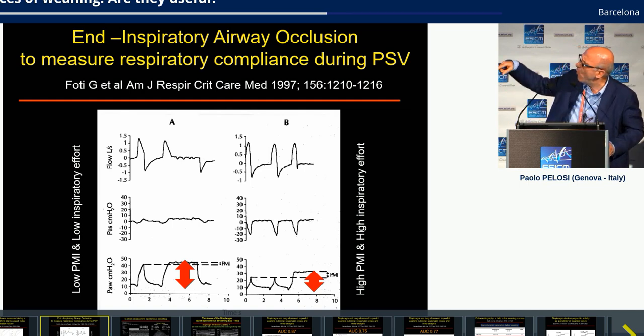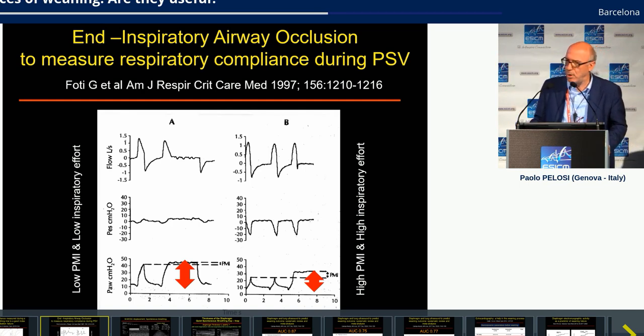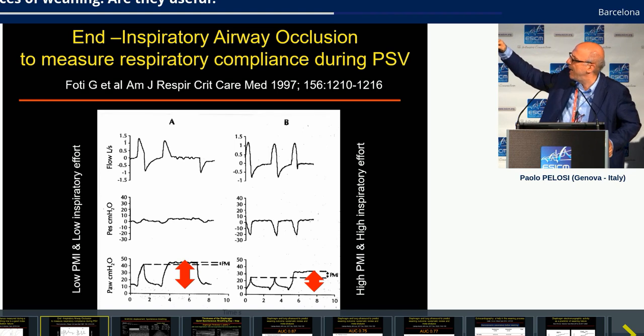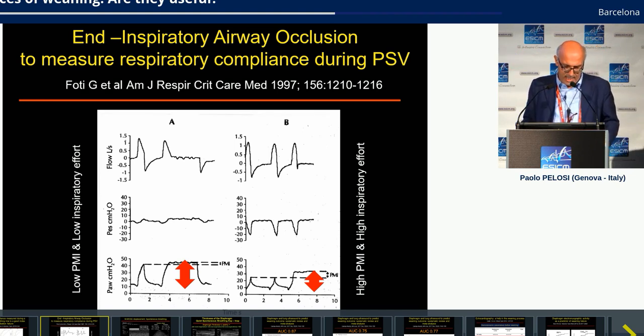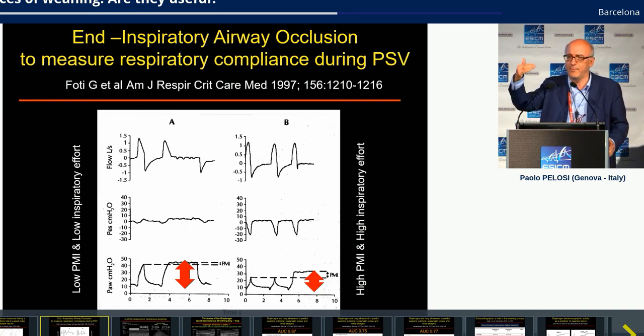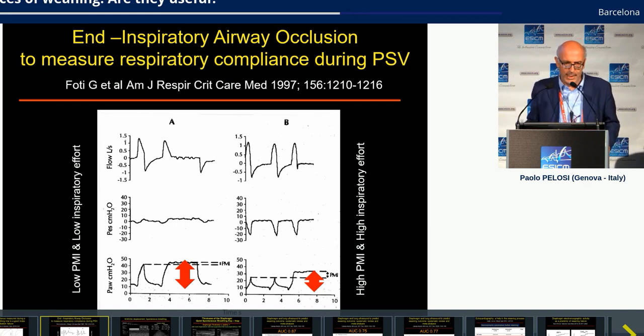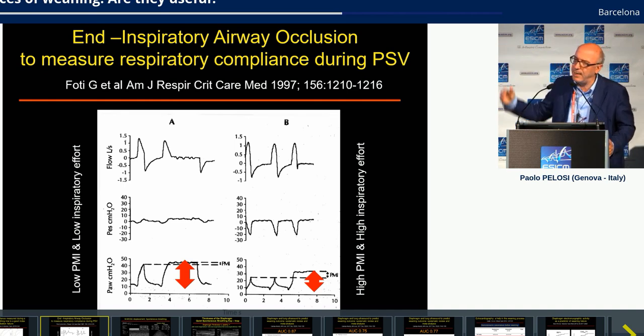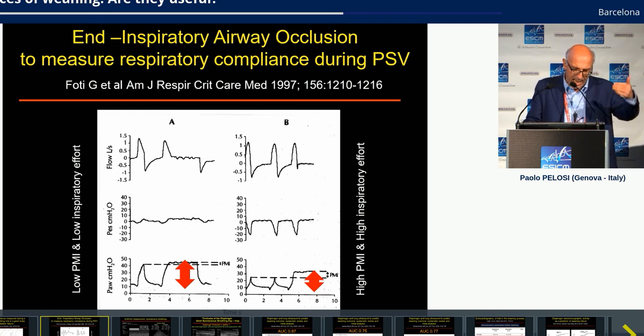You see one patient on the right in pressure support, and then we have an inspiratory hold. If the pressure support is high enough to unload the respiratory muscles, more or less the pressure at end inspiration is equivalent to the level of pressure support. This is sort of the plateau pressure during assisted ventilation, and the driving pressure is the difference between the plateau pressure and the end expiratory pressure.